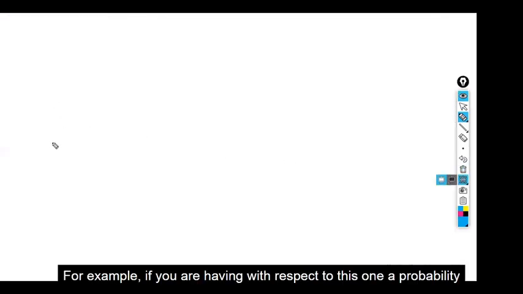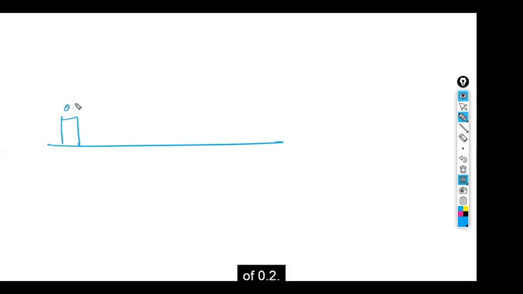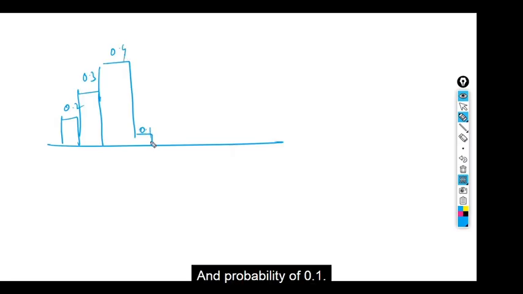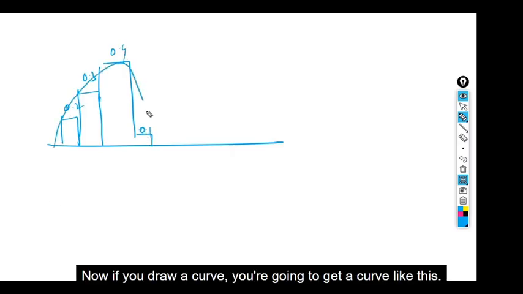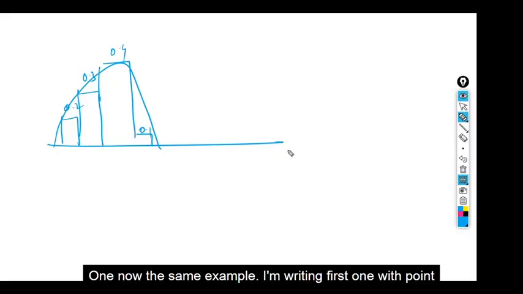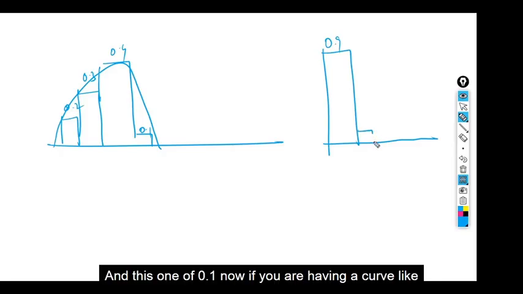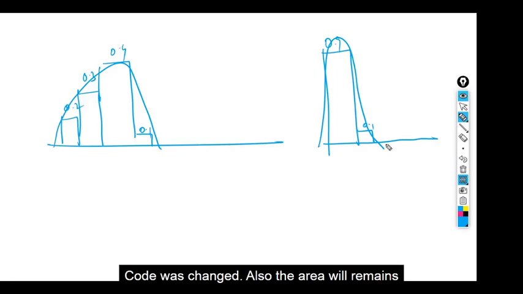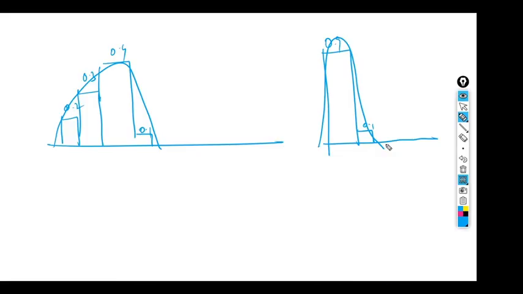For example, if you are having a probability of 0.2, the next one is a probability of 0.3, the next one a probability of 0.4, and a probability of 0.1. Now, if you draw a curve, you get a curve like this. What is the area? 1. Now, the same example: I am writing the first one as 0.9 and this one as 0.1. Now, if you are having a curve like this, what is the area? Though the curve has changed, the area will always remain 1.